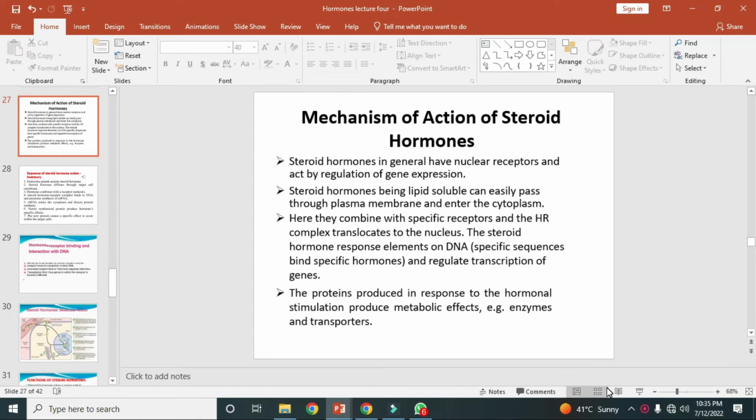Steroid hormones, being lipid soluble, can easily pass through the plasma membrane and enter the cytoplasm. Here they combine with specific receptors, and the hormone receptor complex translocates to the nucleus. It binds to the steroid hormone response elements on DNA and regulates transcription of genes. The proteins produced in response to this hormonal stimulation produce metabolic effects on their target cells, for example enzymes and transporters.